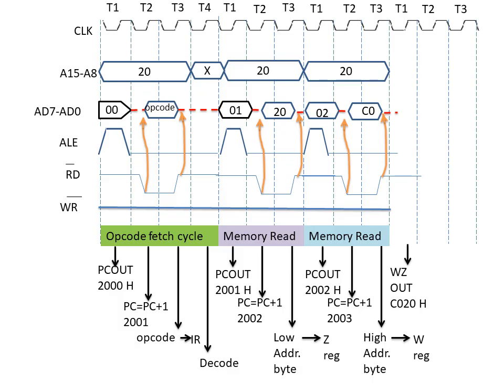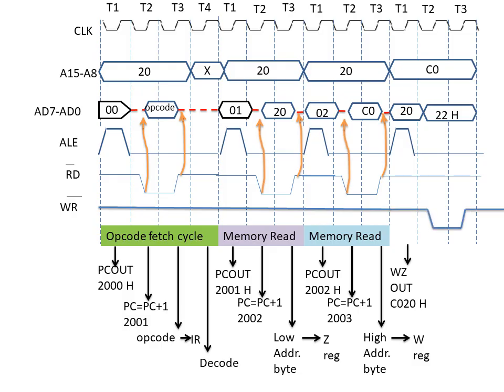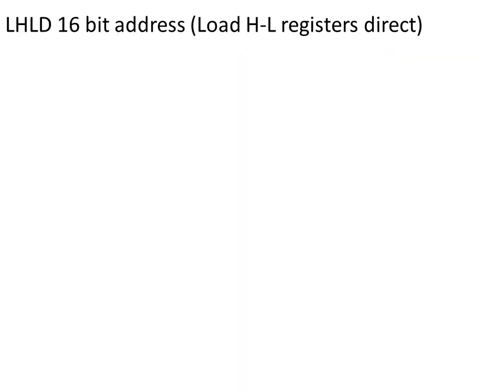machine cycle. Of course, the address will be sent out from the WZ registers, but instead of the read signal, it will be the write signal that becomes active, and the 22H, that is the contents of the accumulator, is already put on the data bus during the T2 state, which will be written into the memory location whose address is already available on the address lines. That is, the content of A, 22H, will be copied into C020. That is the difference between the load and store operations.